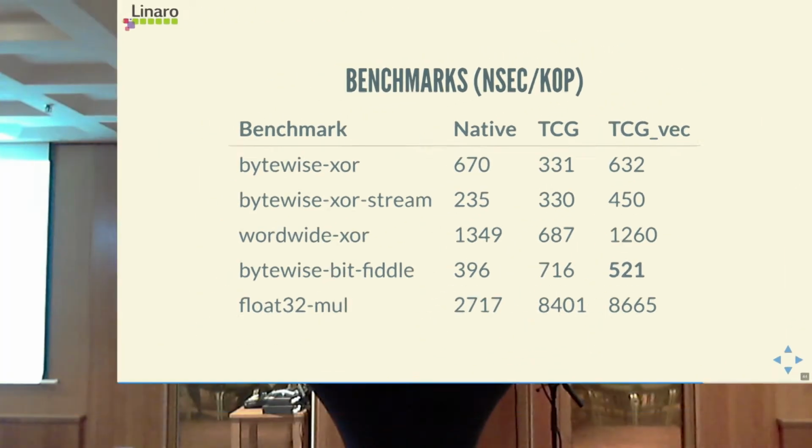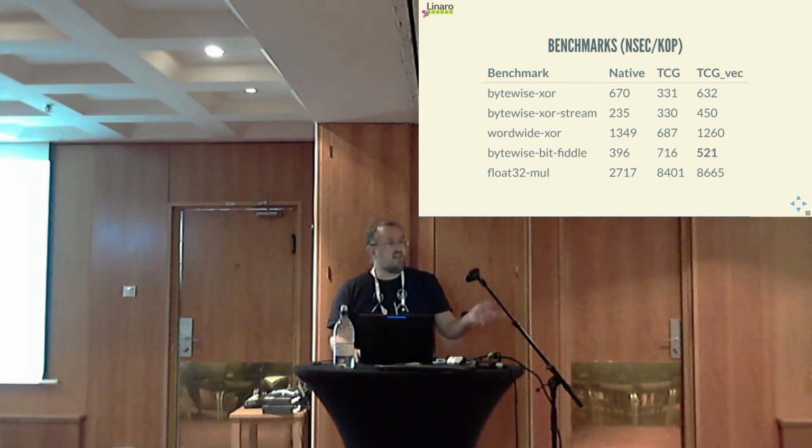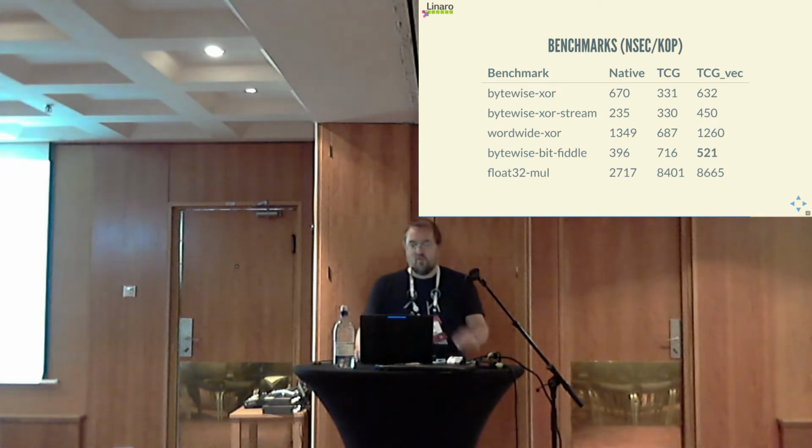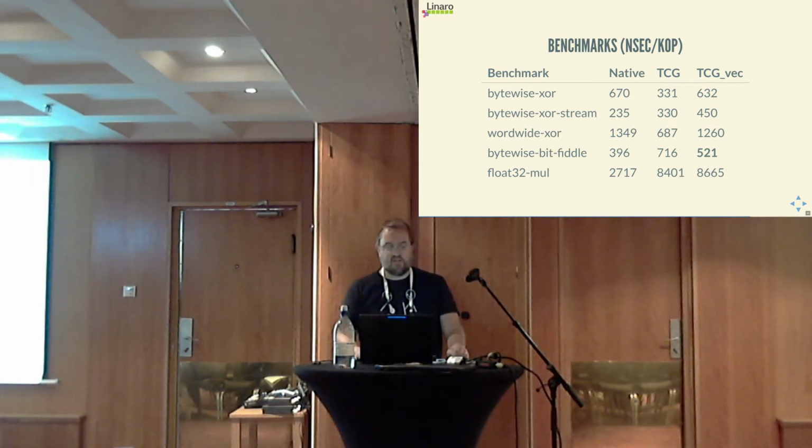Well, okay, that's a little disappointing. In most of the test cases, the TCG Vec-enabled code runs slower than the existing TCG code. But it does look as though one of the tests is running a little bit faster. That's the bitwise bit fiddle test. So let's have a quick look at what that's doing.